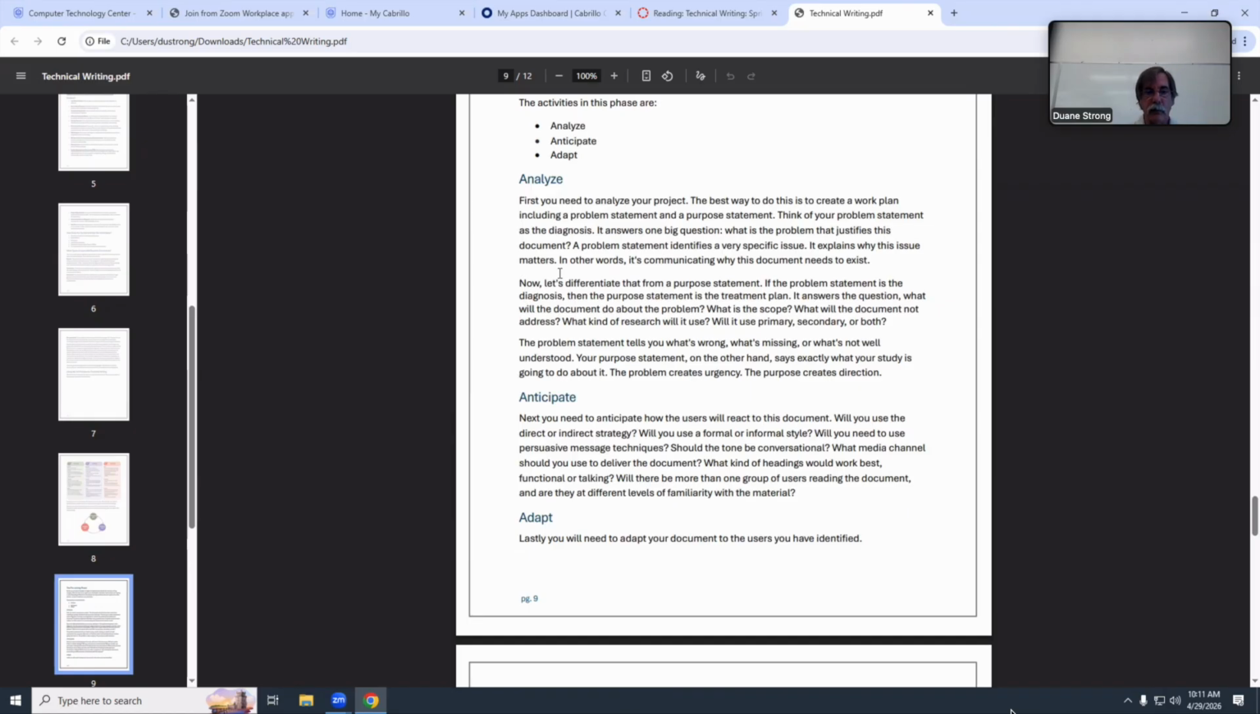Going more over the problem statement. The problem statement identifies a very specific issue or issues and explains why this issue matters. It's why you're here and why you're writing this. Why does this document need to exist? Okay, so that's the problem statement.